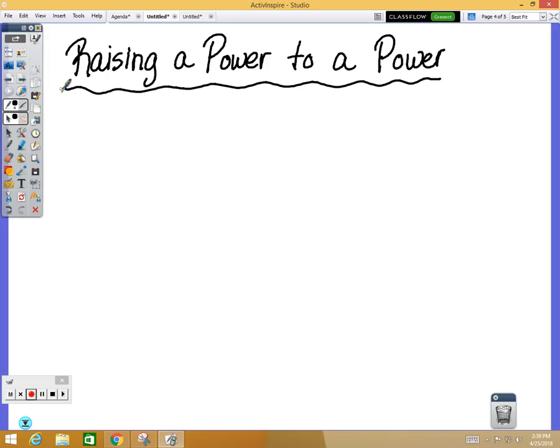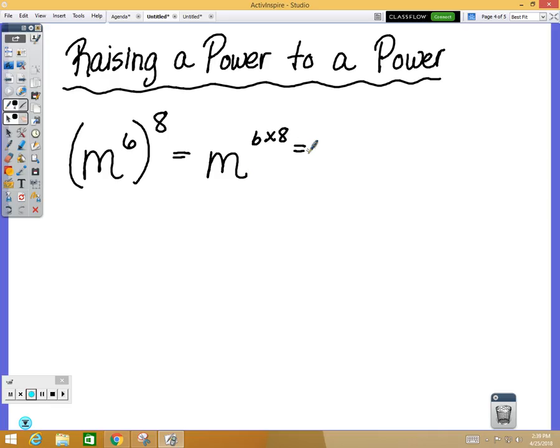If we had m to the 6th power in parentheses and then I had this whole thing to the 8th power. Have you ever seen anything like that? Some people said yes, some people said no. All right, this is when we actually do multiply the exponents. So what we're going to do here is keep our m, and we're going to do 6 times 8, which is 48. And that is our answer.